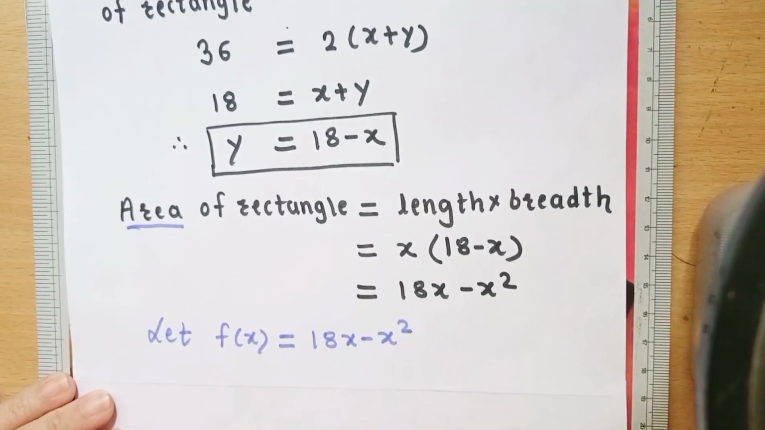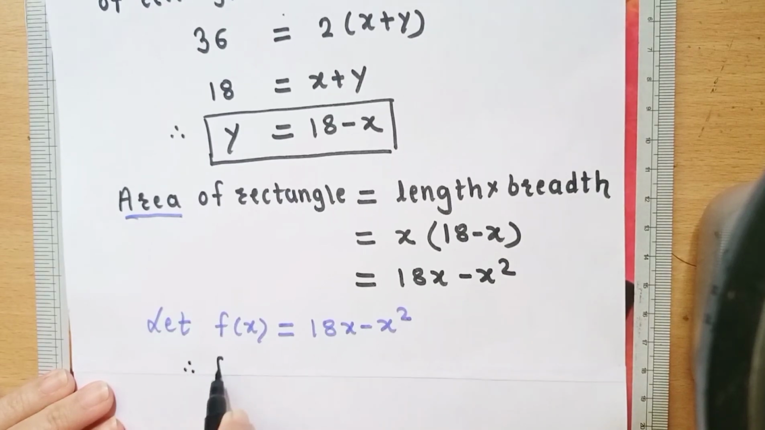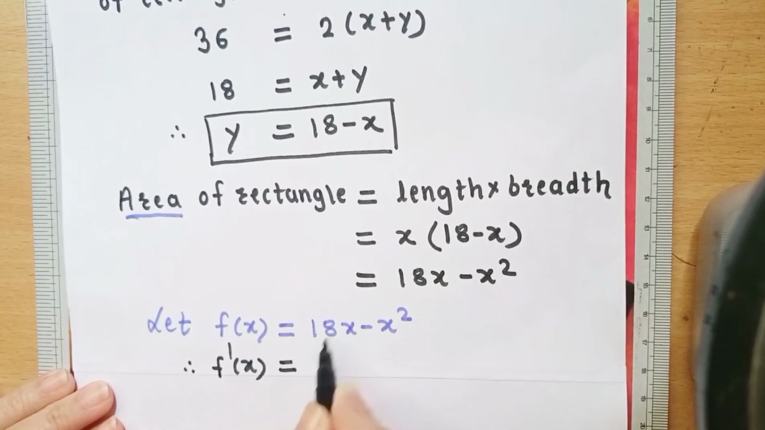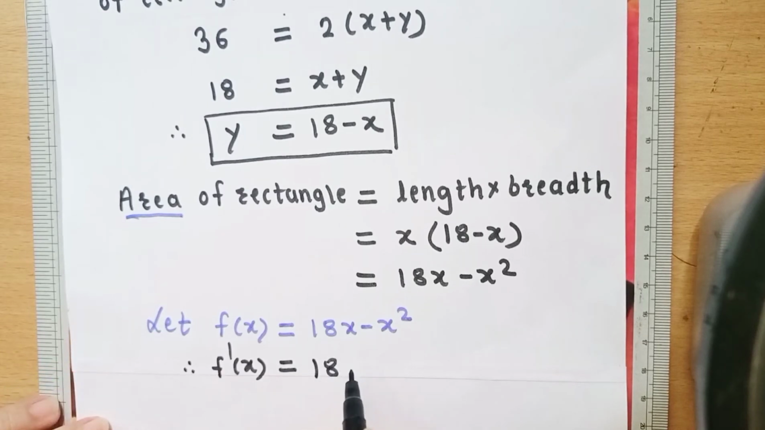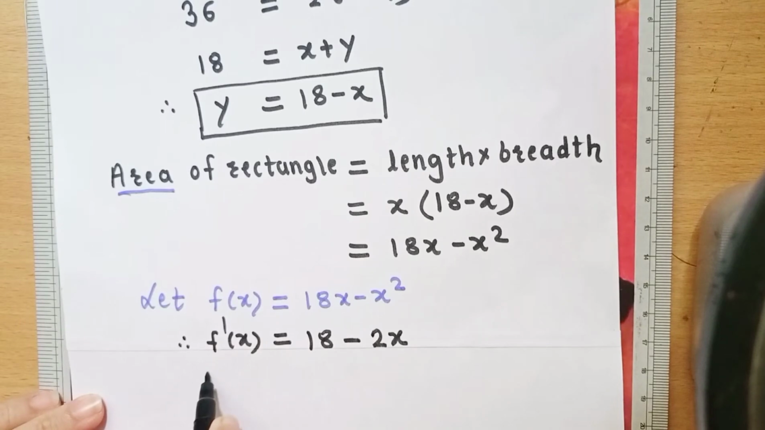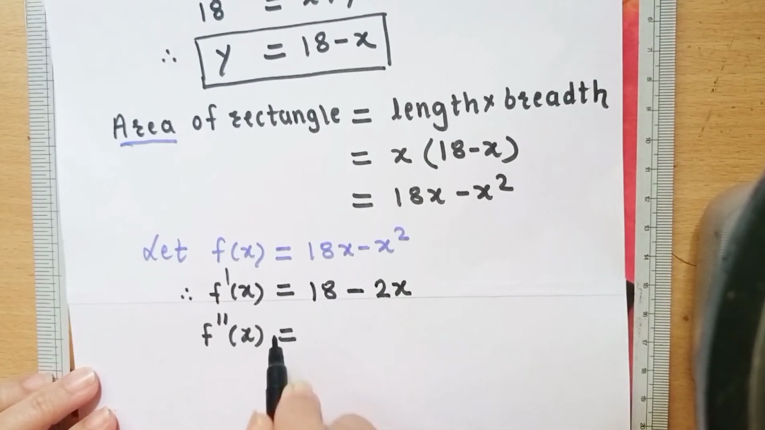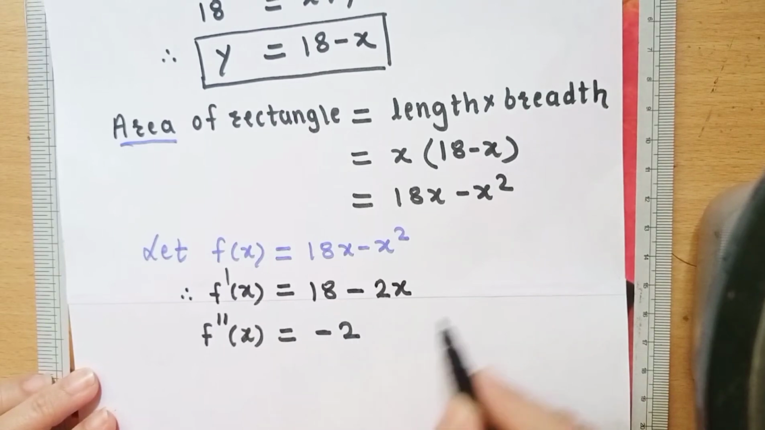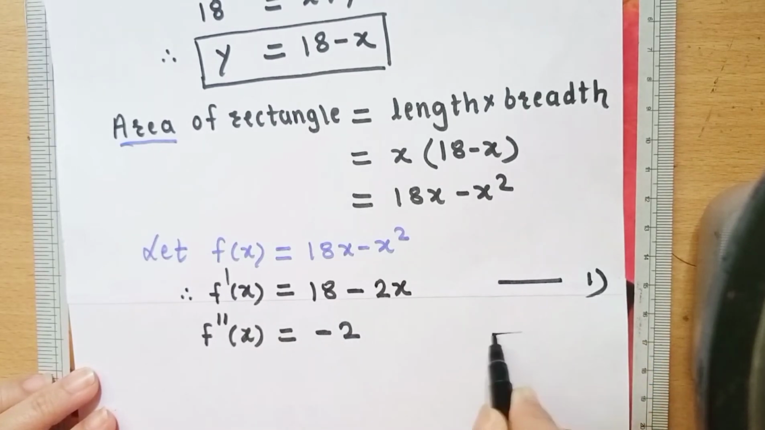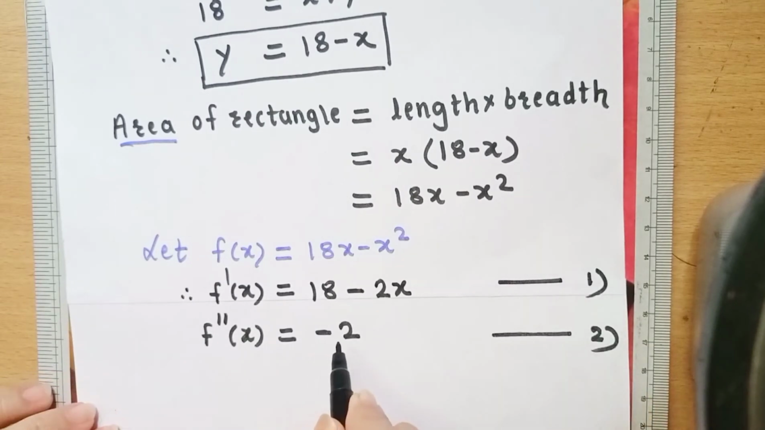Now by the second derivative test we will differentiate this. Therefore f dash of x is equal to 18, which is constant, times derivative of x which is 1, minus x square, so take this 2 here, this x. Again differentiating with respect to x, we have f double dash of x is equal to, this is constant, so its derivative is 0, and here we will write only minus 2. Say this is 1, say this is 2. Now here we can understand that this is less than 0, so this f(x) is definitely maximum.